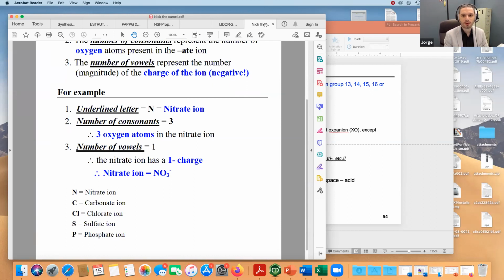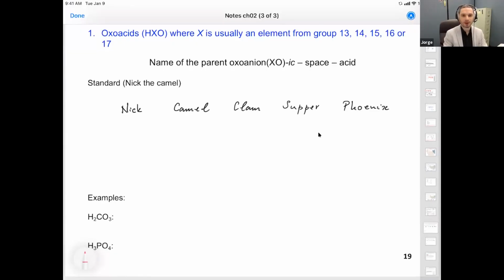Okay, so again, I will make this file available on Canvas. So let me go back to the other screen, and then we can write the formulas here. Okay, so here the trick is to first recognize the oxoanion, know the formula of the oxoanion, and then we name the compounds.